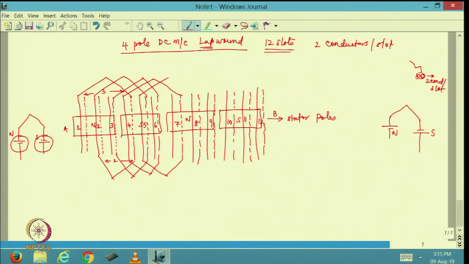From 5 it will go like this, 5 plus 3 is 8. So, it is going to 8, and 8 minus 2 is 6. So, it is going to 6. From 6 plus 3 it will go to 9, from 9 it will go back to 7. So, let me complete the drawing.